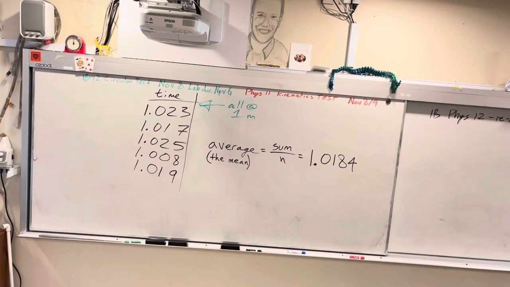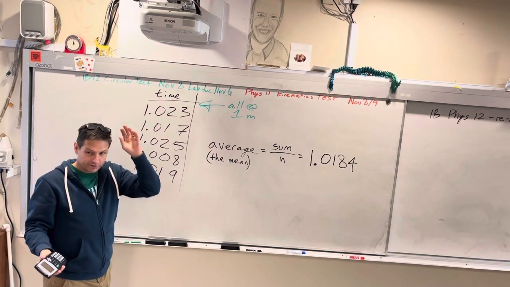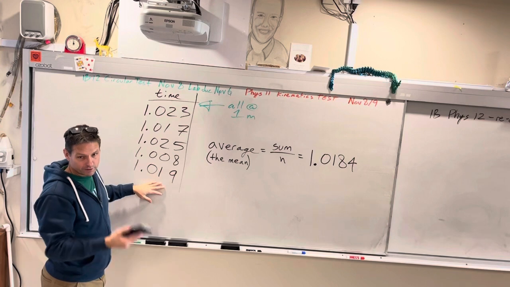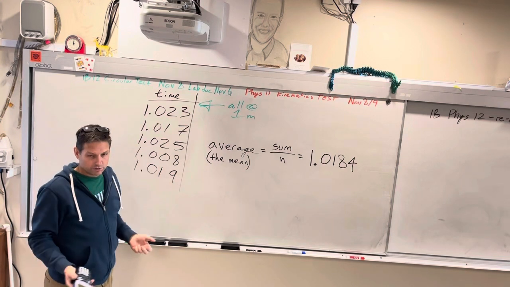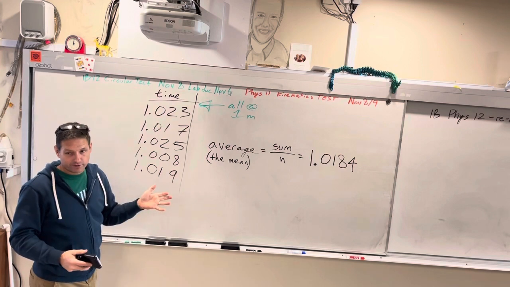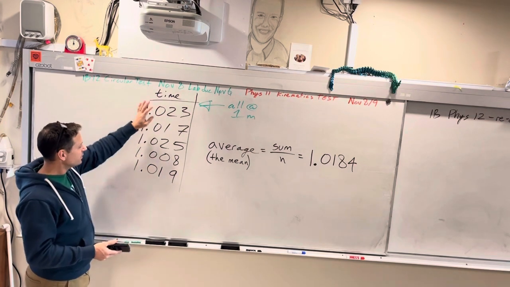Okay, this is a sample of data. So you guys are going to be doing a lab about acceleration. And let's say you take 5 different times and you want to be really impressive and you want to do uncertainties for your lab. You don't have to do uncertainties. Let's say you want to do them. So you get all these different times.